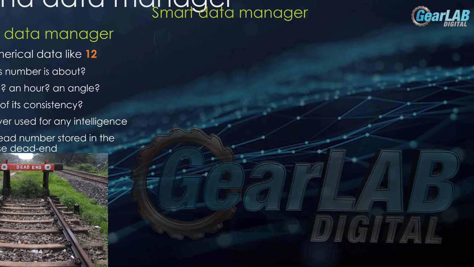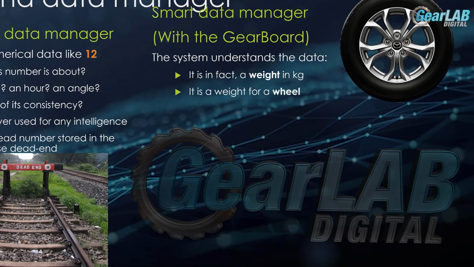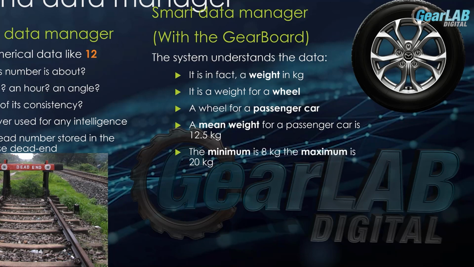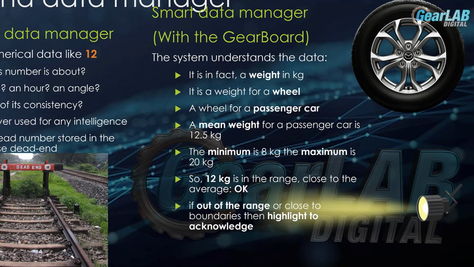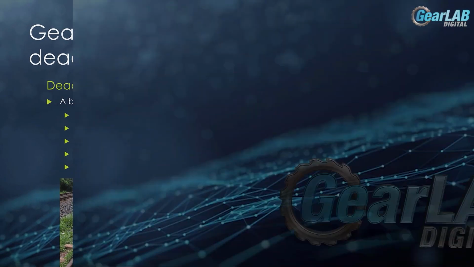Then with a smart data manager, thanks to the Gearboard organization, the system understands the data. It is in fact a weight in kilograms. It is a weight for a wheel. A wheel for a passenger car. The mean weight for a passenger car wheel is 12.5 kilograms. The minimum is 8 kilograms, the maximum is 20 kilograms. So, 12 kilograms is in the range, close to the average, okay. If out of the range or close to boundaries, then IQS will warn the user to acknowledge. Then the system is smart, not blind.